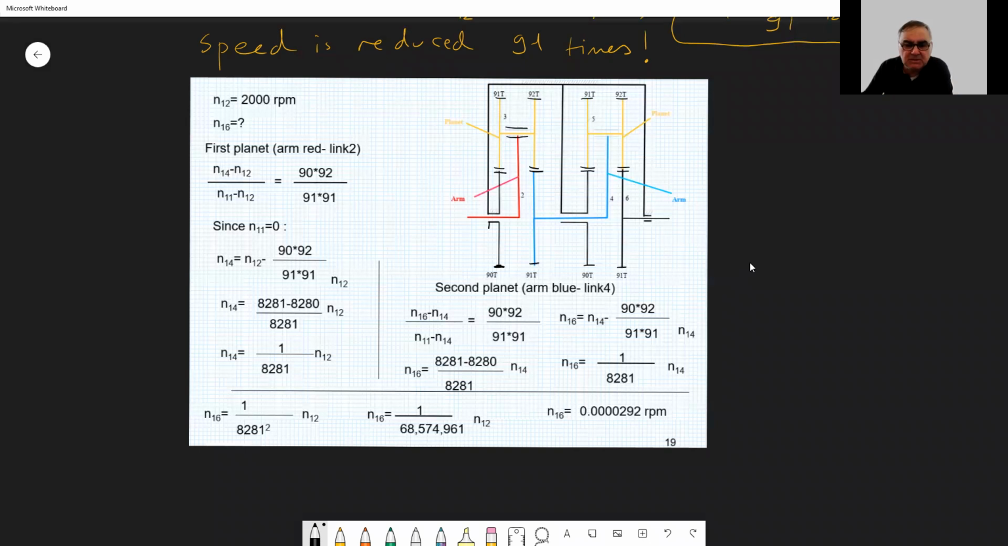So it's amazingly, I don't know, 68 million something times reduced. The speed is reduced. For example, if the input is 2000 RPM, the output would be this much. This gearbox is almost, well, the first one rotates very fast and the second one doesn't rotate at all. The output doesn't rotate at all.